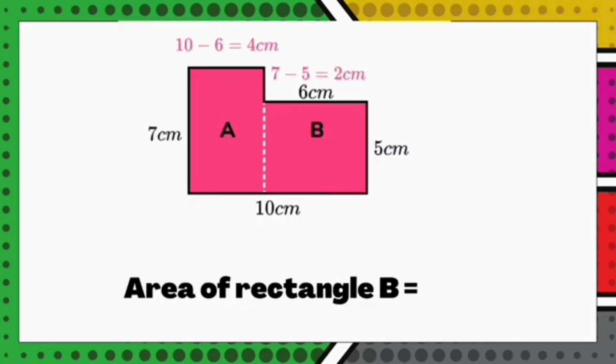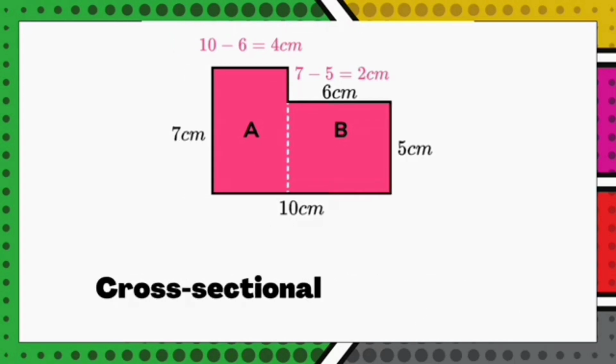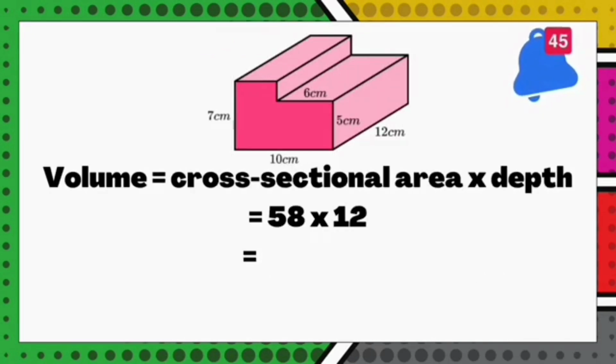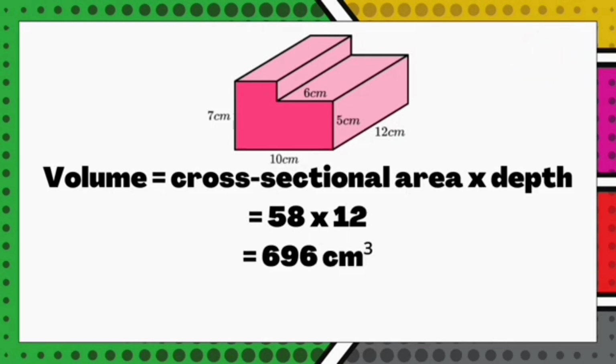The area of rectangle B is length times breadth, which is 6 centimeters times 5 centimeters. The area of rectangle B is 30 centimeters squared. The cross-sectional area becomes 30 centimeters squared plus 28 centimeters squared, which is 58 centimeters squared. The volume of the prism is the cross-sectional area times the depth, which is 58 centimeters squared times 12 centimeters. This gives 696 centimeters cube.